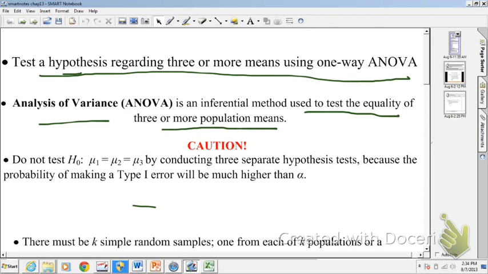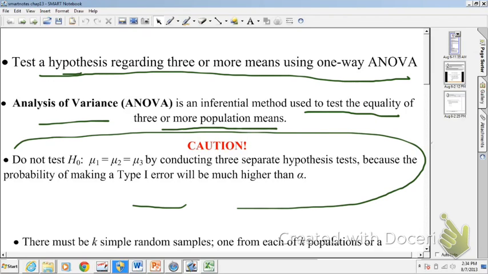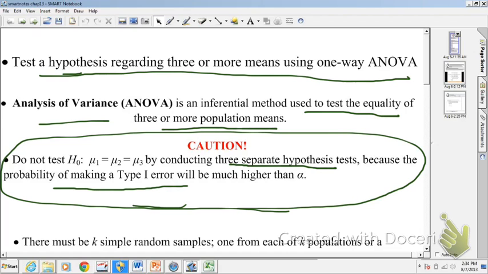And here's just a note of caution right here. I'm going to circle that. Do not test the null that mu1 equals mu2 equals mu3 by conducting three separate hypothesis tests, because the probability of making a type 1 error will be much higher than alpha. So in other words, when some people are comparing, let's say, three means, they're sometimes inclined to do combinations of each, mu1 against mu2, mu2 against mu3, mu1 against mu3. They're inclined to compare one by one. You don't want to do that. You can actually run a one-way ANOVA, which is what we're about to do.